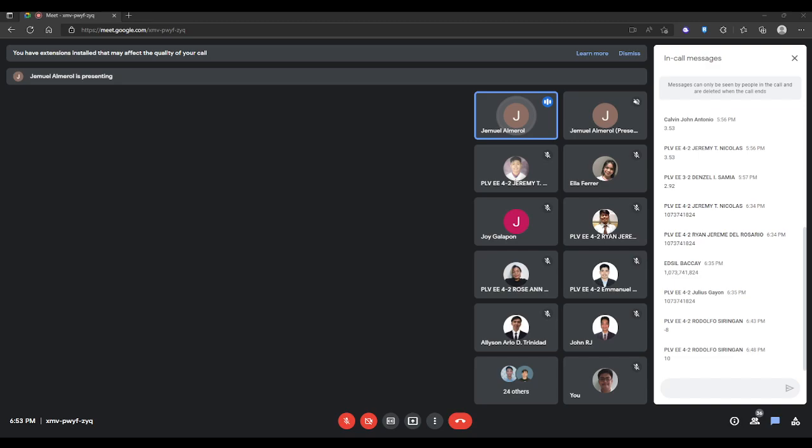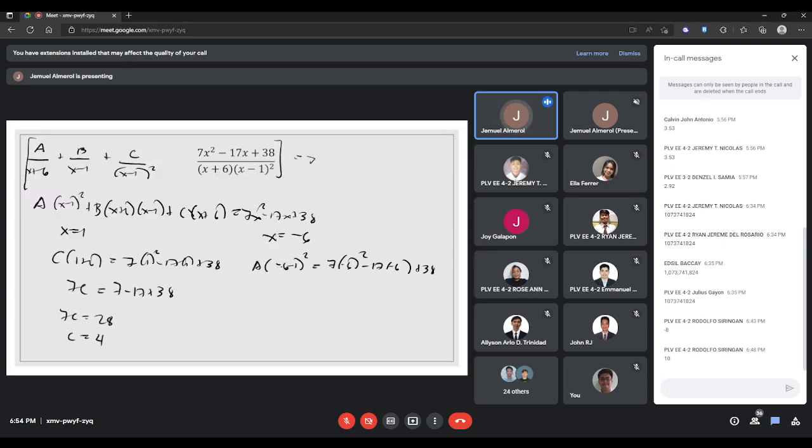Okay? Then, when x equal to negative 6, so lahat na may negative 6 o x plus 6, tanggalin muna. So, maiwan natin a. So, a times negative 6 minus 1 squared, that will be equal to 7 times negative 6 squared minus 17 times negative 6 and plus 30. The negative 7 squared is positive 49.